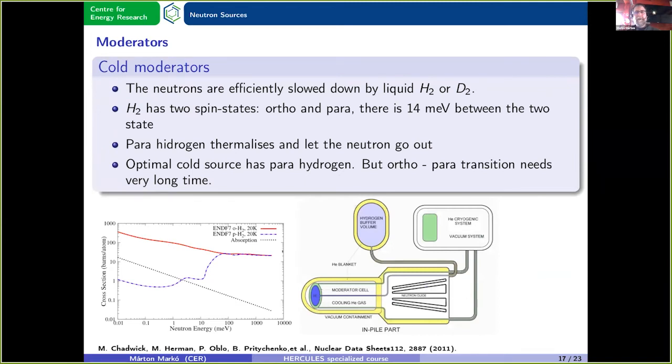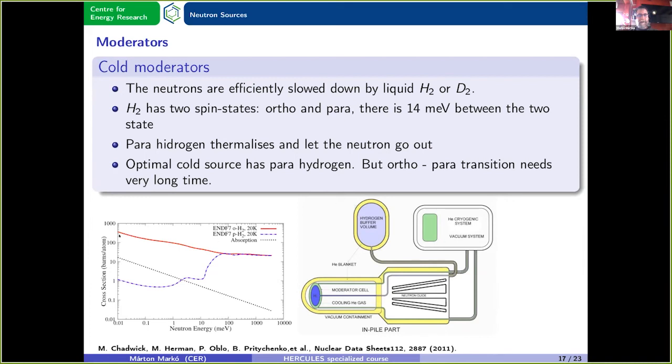The cold moderators really need a cool medium, and it's generally 20 Kelvin cold liquid hydrogen or deuterium. And it has some strange parameters. Hydrogen has two spin states, ortho and para, where the spins are parallel or anti-parallel, and there is a 14 milli-electron volt energy difference between the two states, and the transition is almost totally forbidden.